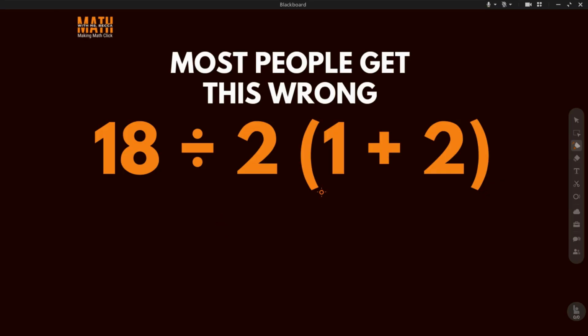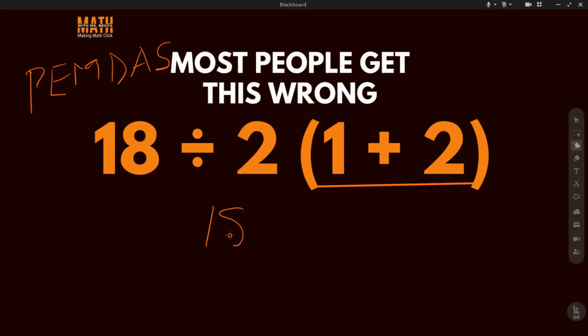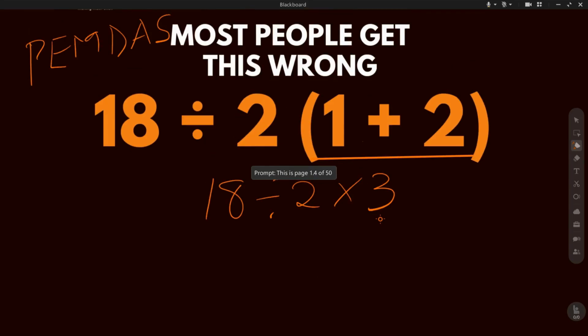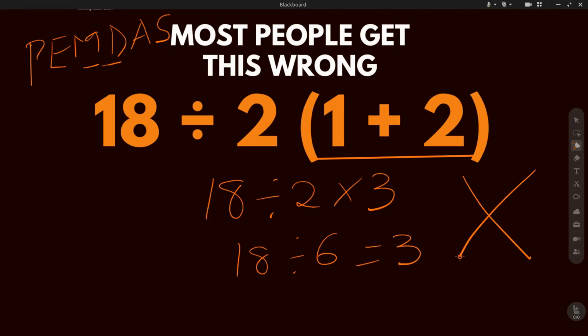So when solving this, we have to use the PEMDAS rule, which they use also when making the mistake. They use the PEMDAS rule, and some people say 18, so they first solve what is in the bracket. 1 plus 2 gives 3, and this becomes 18 divided by 2 times 3. And then they say, because we are using PEMDAS and multiplication appears before division, so we say 18 divided by 6 and gives 3. Unfortunately, this is wrong.